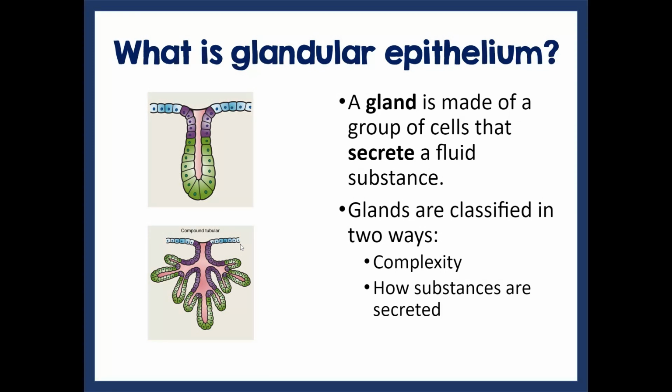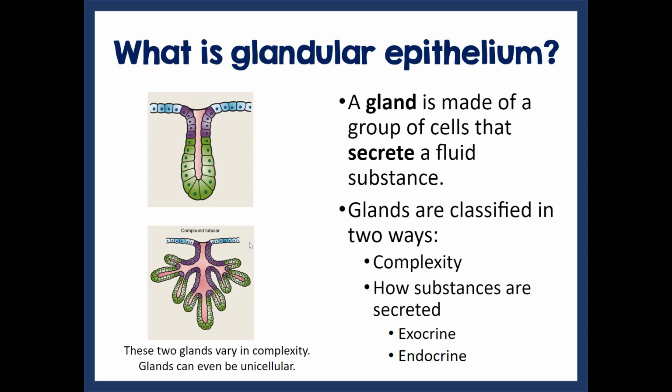Besides complexity, glands are also classified based on how substances are secreted. They can be secreted through exocrine glands or endocrine glands, and I'll say more about that difference in a moment. But again, complexity, when I'm saying that, I'm talking about the number of tubes here.